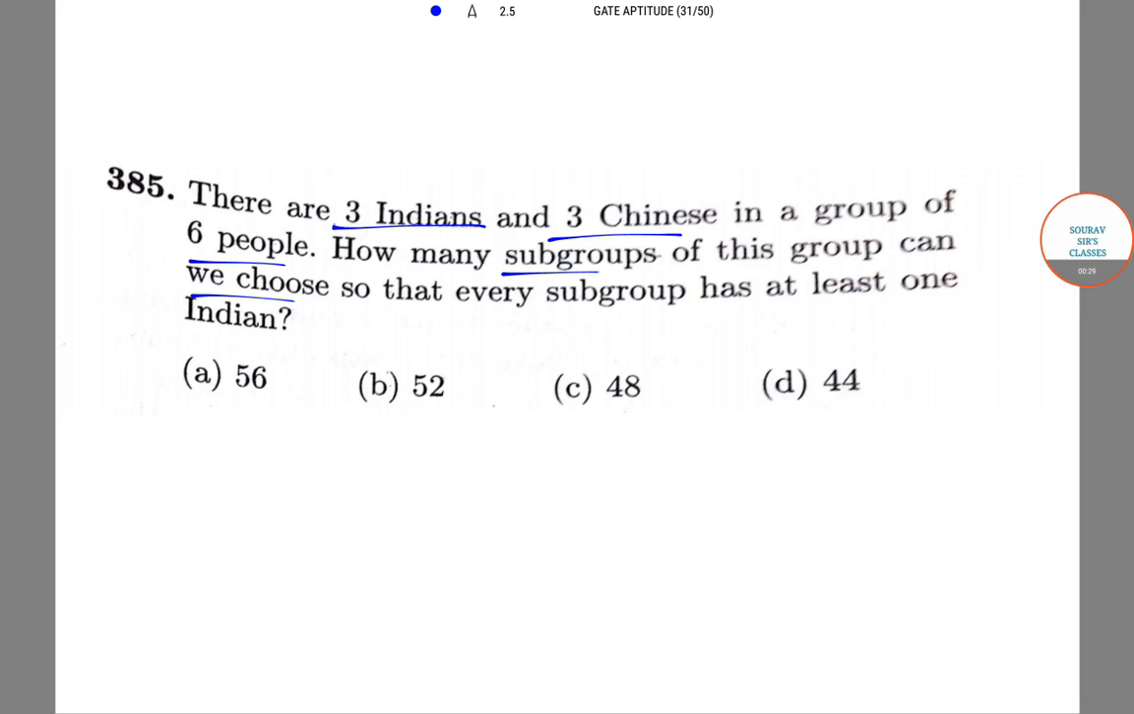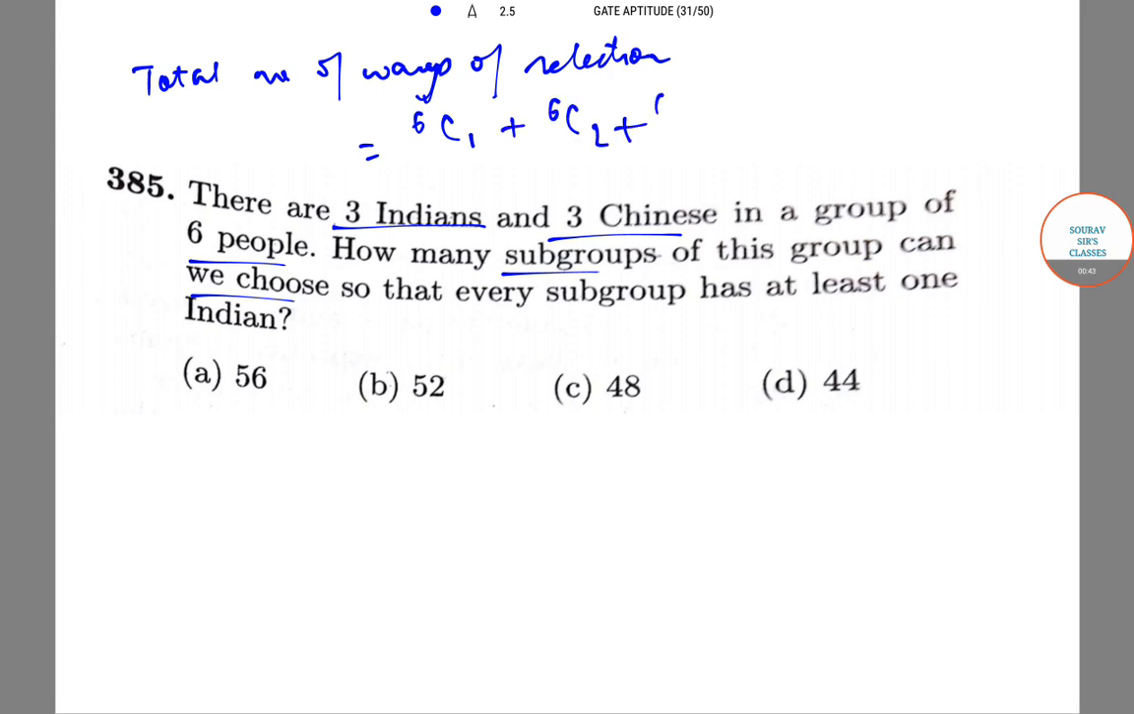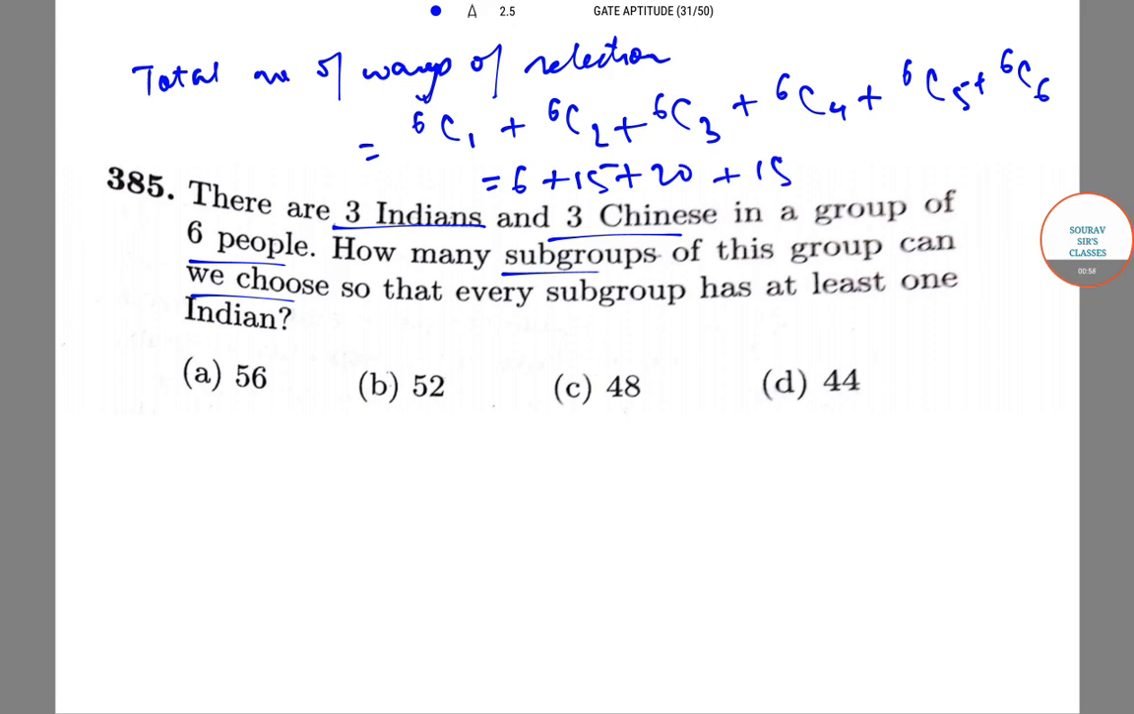Now, the total number of ways of selection is 6C1 plus 6C2 plus 6C3 plus 6C4 plus 6C5 plus 6C6, that is 6 plus 15 plus 20 plus 15 plus 6 plus 1, that is 63 ways.